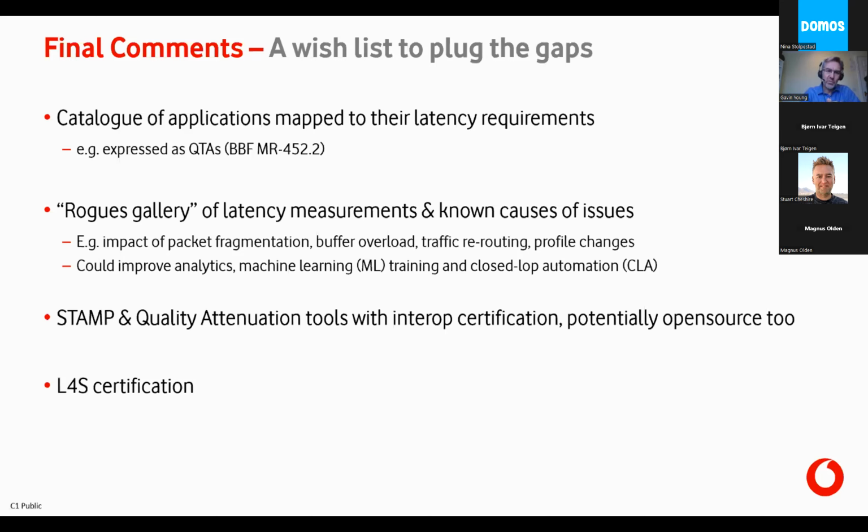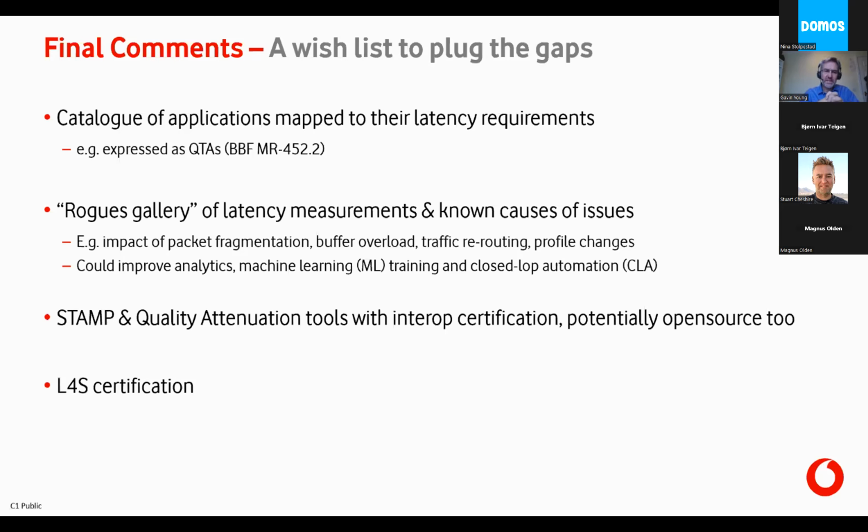Another thing I think would be useful was a rogues gallery, if you like, of latency measurements where something's gone wrong and the known causes. When you measure latency, and you can display this in different ways, packet fragmentation and buffer overload, traffic rerouting and profile changes create specific characteristics, and once you've looked at this for a while, you recognize the patterns. But if we build up this kind of portfolio, if you like, of this is what it looked like and this was the root cause, then maybe that could help machine learning, training and closed loop automation to really identify these root causes more expediently.